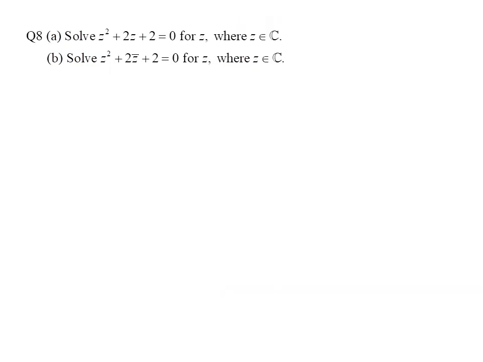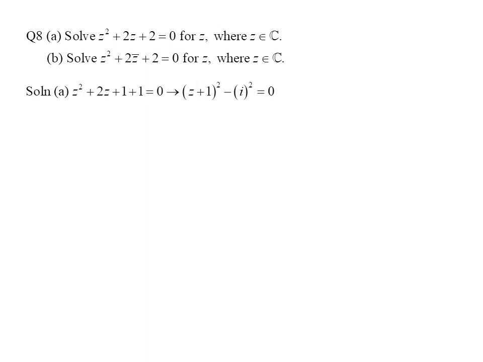Question 8 consists of two parts. Part A is to solve the quadratic equation z squared plus 2z plus 2 equals 0, where z is a complex number. Part B is to solve another quadratic equation, z squared plus 2 times the conjugate of z plus 2 equals 0, where z is also a complex number.